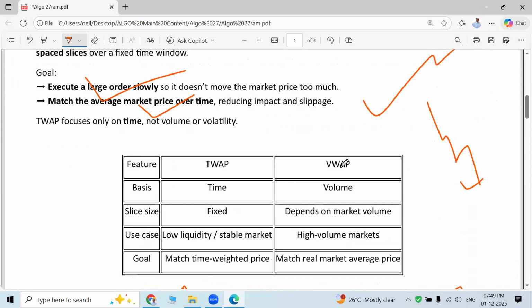How is it different from VWAP? VWAP works on volume, TWAP works on time. We have a fixed slice. VWAP depends on the volume of the market. TWAP works with low liquidity, VWAP works with high liquidity. So there's a major difference between TWAP and VWAP. TWAP is executed by the majority of the fund houses.